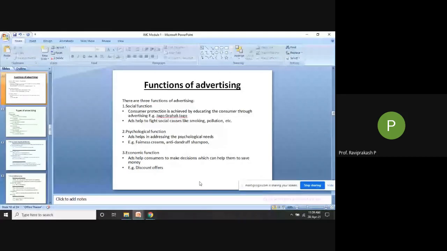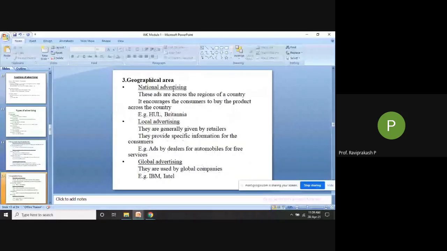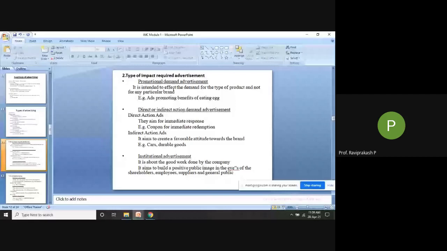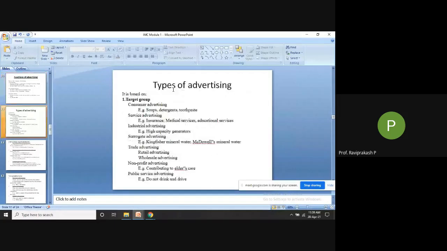Okay. Functions: three functions, social function, psychological function, and economical function. So next comes types of advertising.